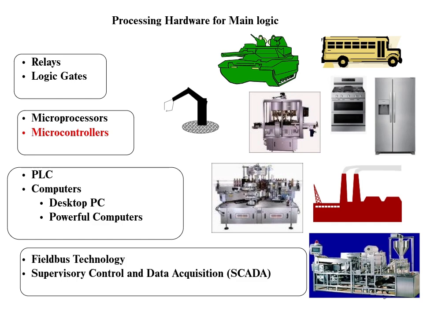On the right hand side, all the images that you see are applications like military, automobiles, industrial control, robotics, chemical industries, food processing industries, medical devices, home appliances, like that. We need microcontrollers, PLCs, or fieldbus systems or SCADA systems in order to implement the control actions, and those are called processing hardware for main logic.